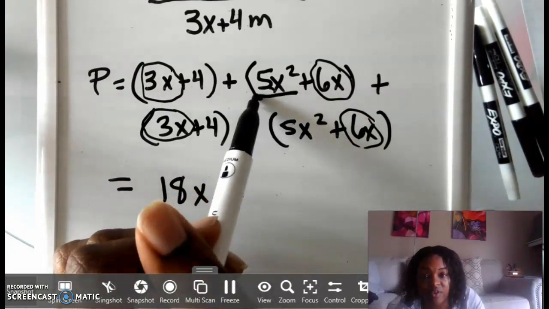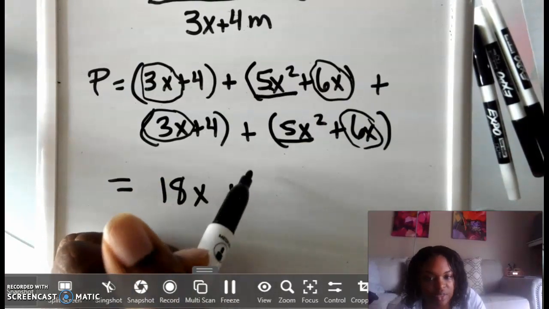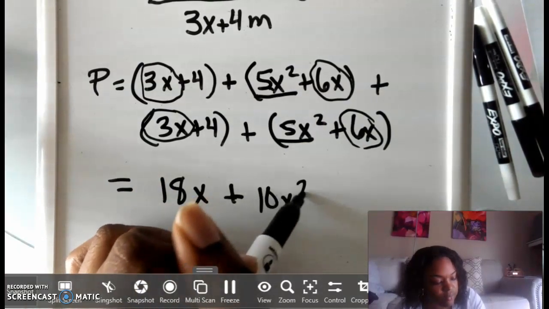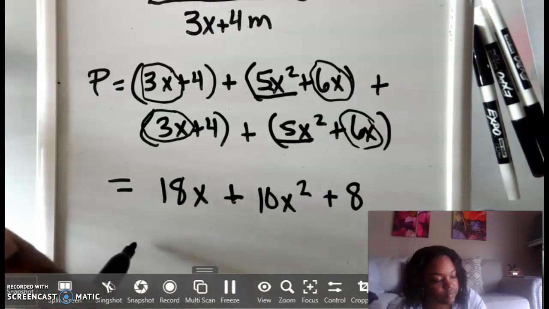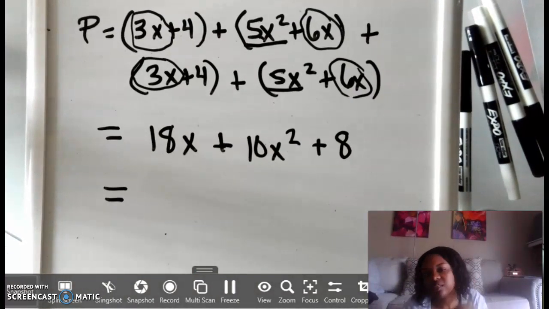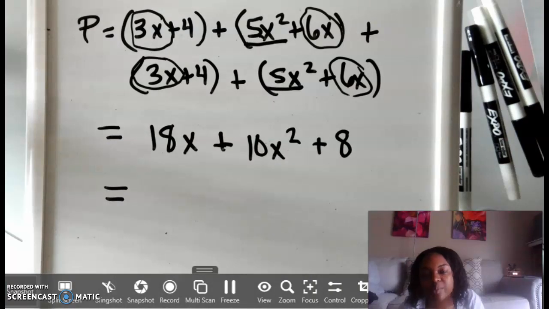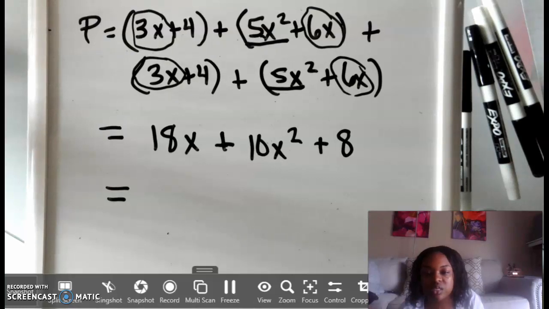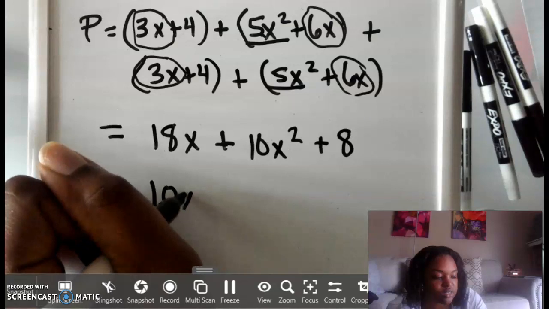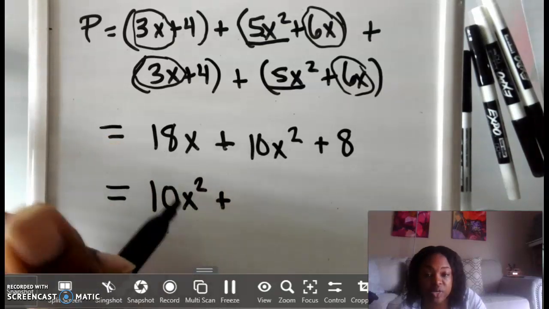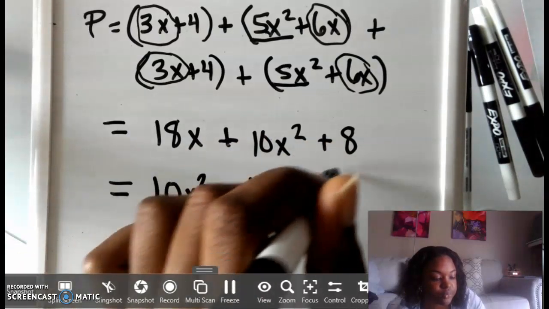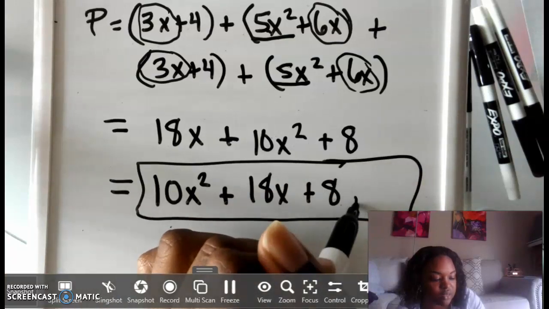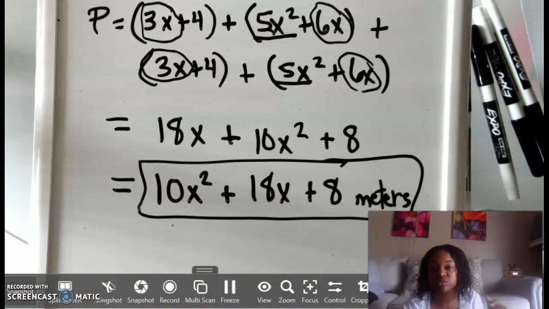Alright, what else? I have a 5x squared and a 5x squared. I can add those to get 10x squared. And then lastly, I have a 4 and a 4. I can add that to get 8. And then lastly, it's common practice that you start with the largest exponent and end any polynomial with the constant. So I'm just going to rearrange the terms, put the 10x squared first, then the 18x, and then the 8. And this will be my final answer. Of course, don't forget your units, meters.